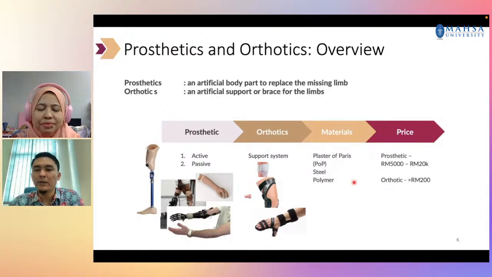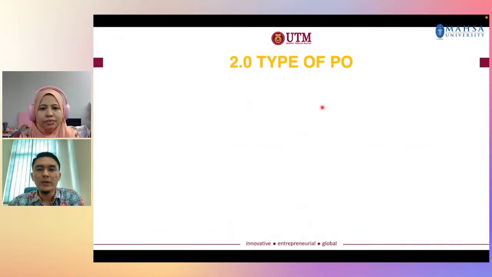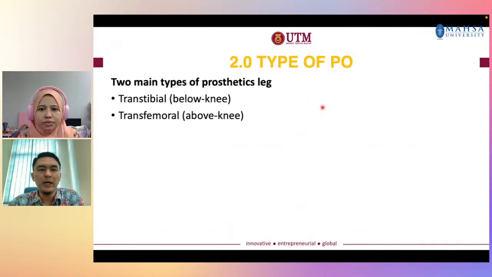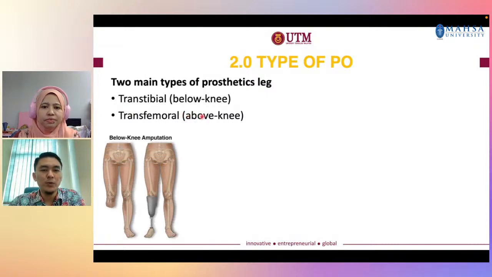And then in terms of price, a prosthetic can be up to 20,000 ringgit. It starts from 5,000 ringgit. The cheapest one is around 5,000 ringgit. And orthotics are maybe cheaper than prosthetics, at around 200 ringgit and above. Okay, we move forward to the types of prosthetic and orthotic. There are two main types of prosthetic leg. We call them transtibial, which is below knee, and transfemoral, which is above knee. This is the illustration of a below knee amputation together with the transtibial prosthetic leg. So this is the tibial location, and then this is the transtibial prosthetic leg.